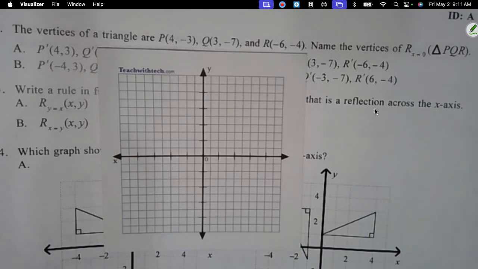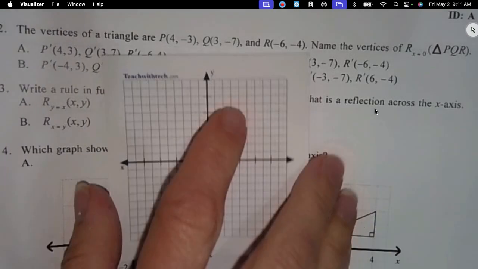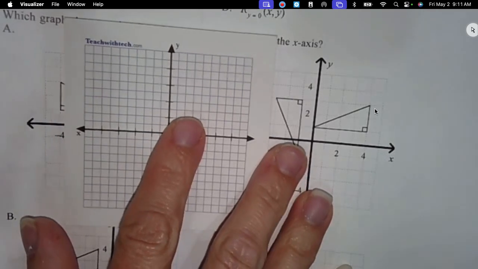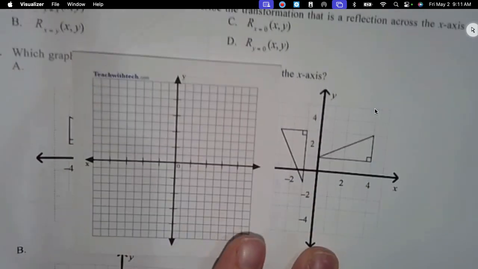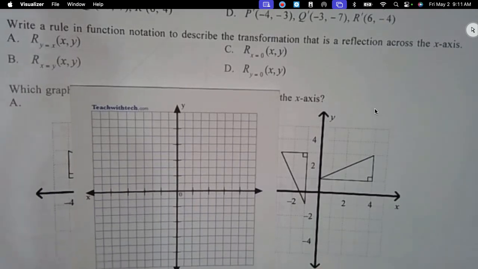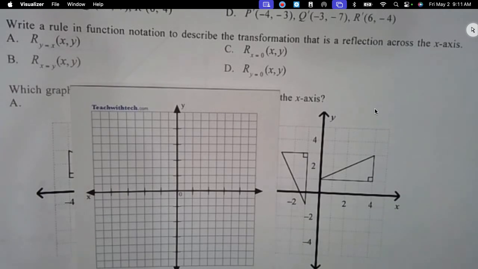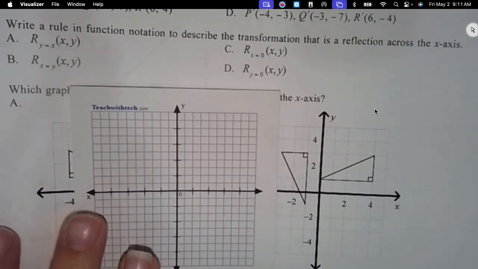Next problem. Let's keep moving. I'm hoping some of these speed up a little bit so that we can finish. Write a rule that reflects it across the x-axis. Which one of these reflects across the x-axis? Y equals 0. If this one's going to be D, it's either going to say x-axis or y equals 0. Okay? It's kind of a trick. If it's going to say x, it's going to say x-axis. If it's not going to say x-axis, that's y equals 0. Okay, everybody good with that? Y equals 0 is the x-axis. X equals 0 is the y-axis. That's the problem we just did a second ago.